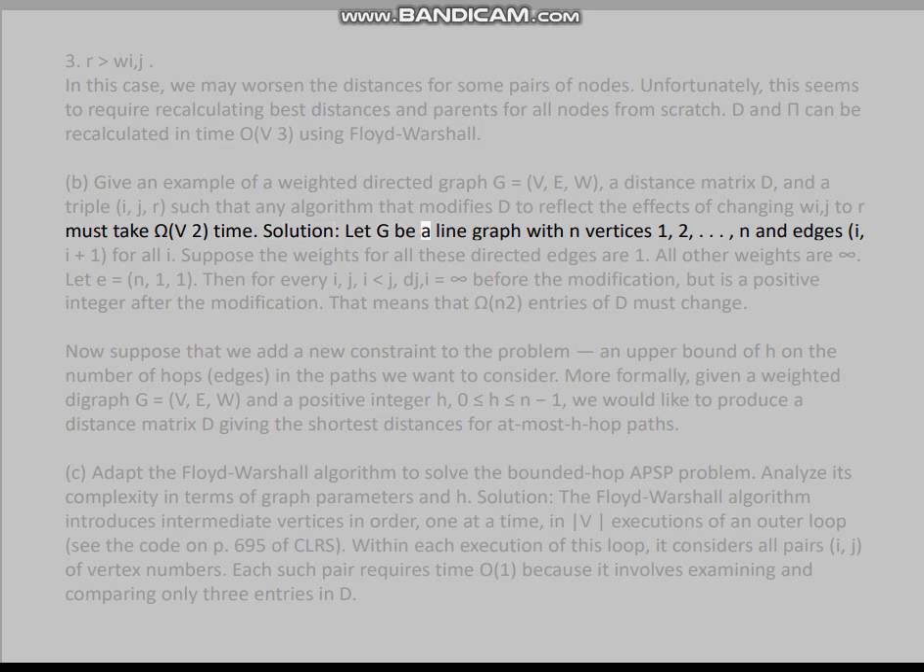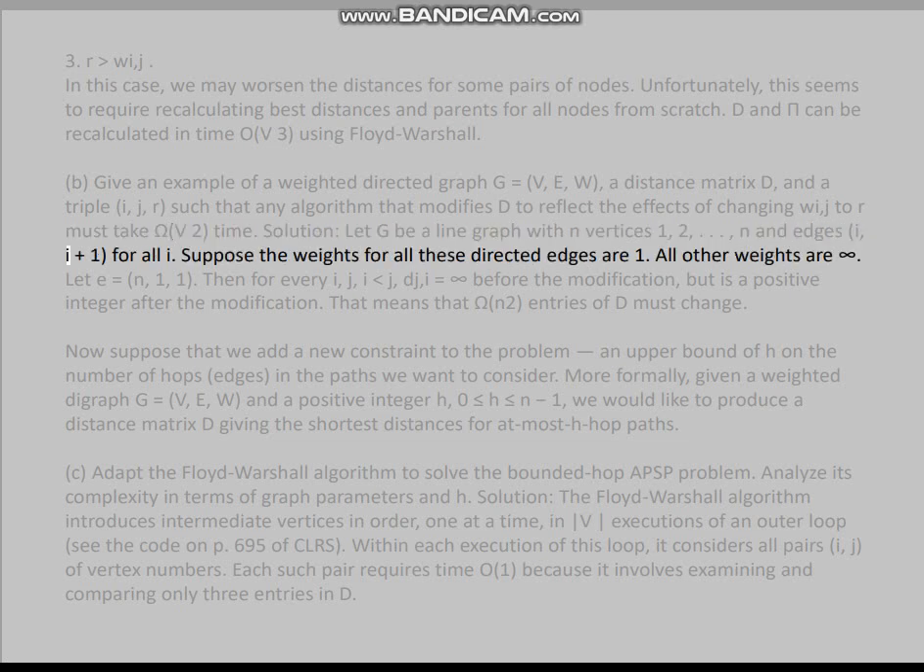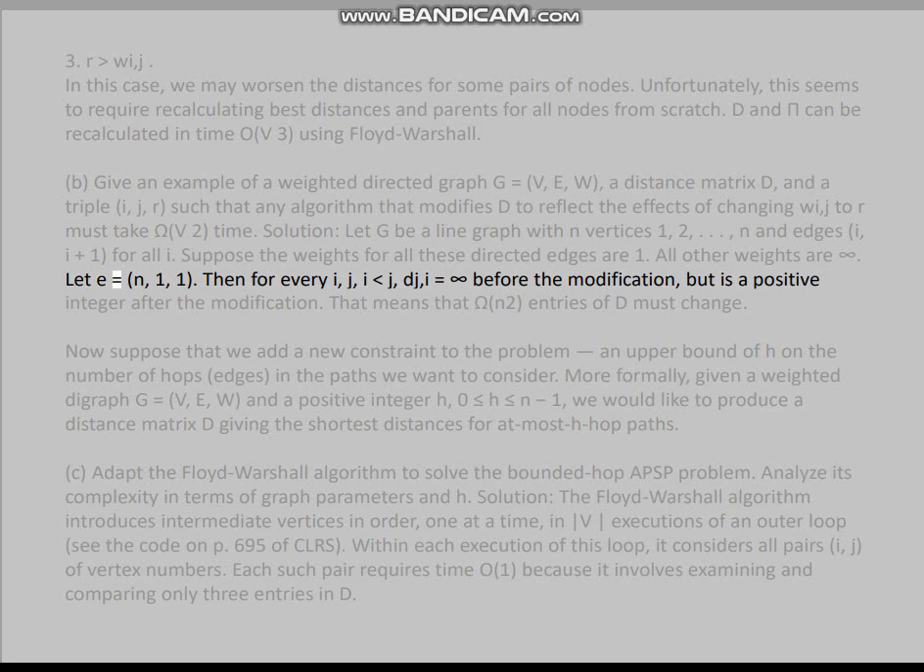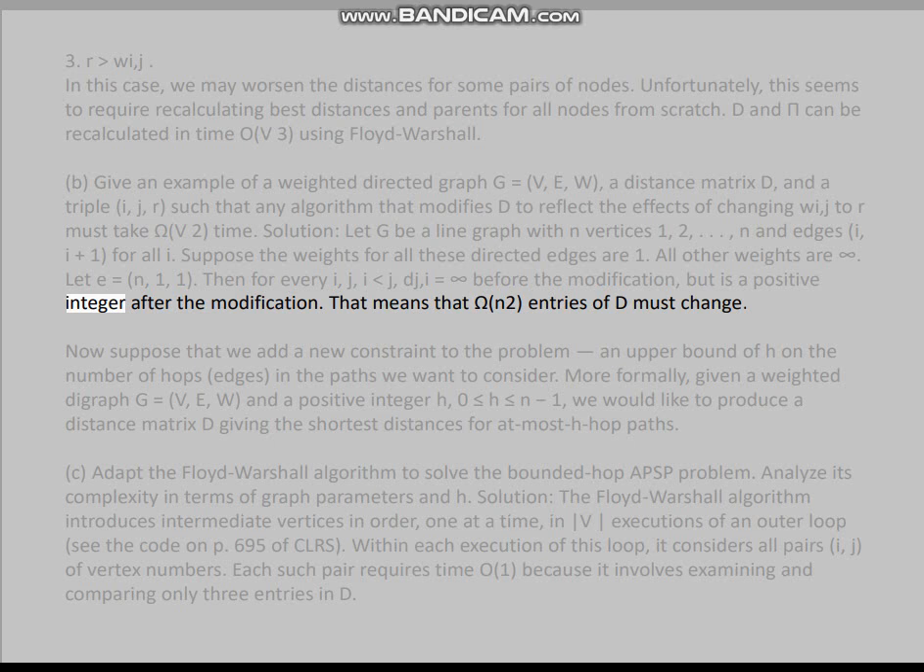Solution: let G be a line graph with n vertices 1, 2, ..., n and edges (i, i+1) for all i. Suppose the weights for all these directed edges are 1. All other weights are infinity. Let (i, j) = (n, 1). Then for every j less than i, d(j, i) equals infinity before the modification, but is a positive integer after the modification. That means that Omega(n^2) entries of D must change.